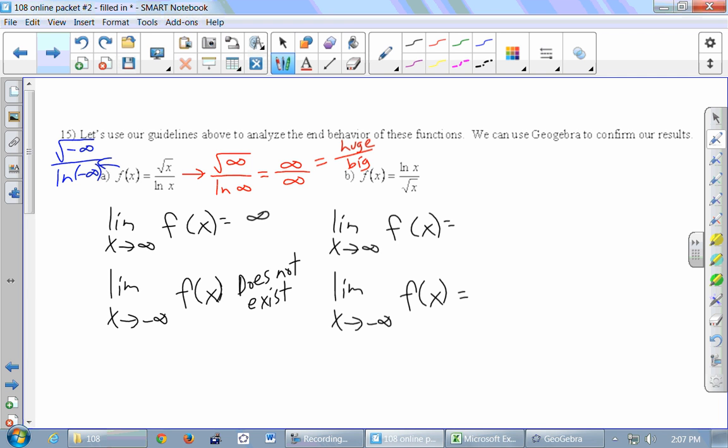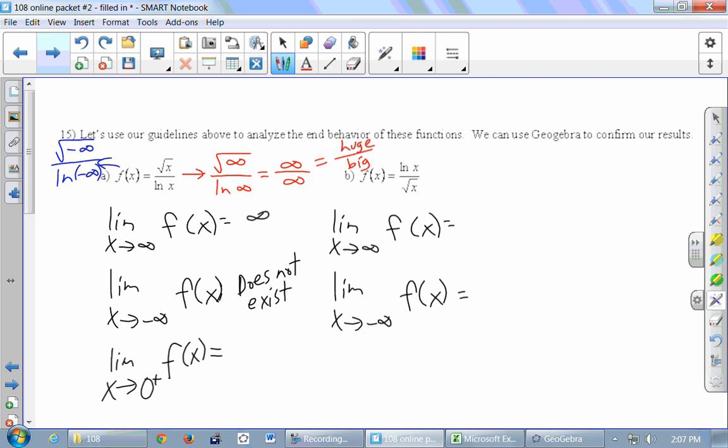A more interesting limit that isn't really asked for here, but we're going to consider, is the limit as x approaches 0 of this function. Again, I'll put that funny plus sign to say we're only plugging in numbers bigger than 0, so we don't have any problems. We're not doing square root of anything negative.